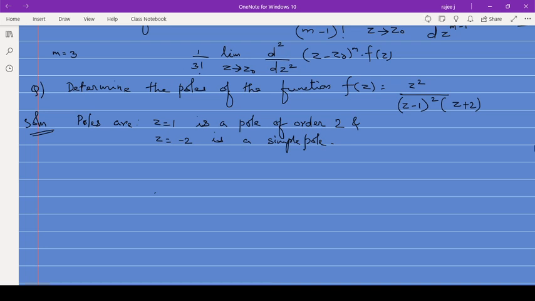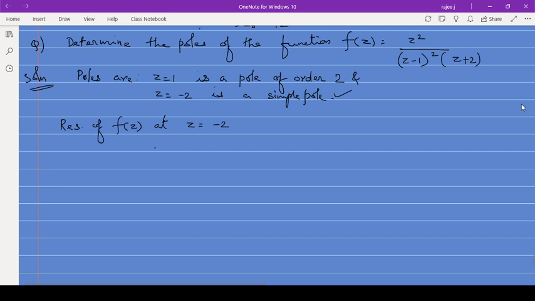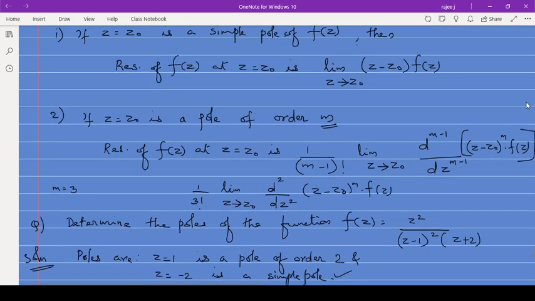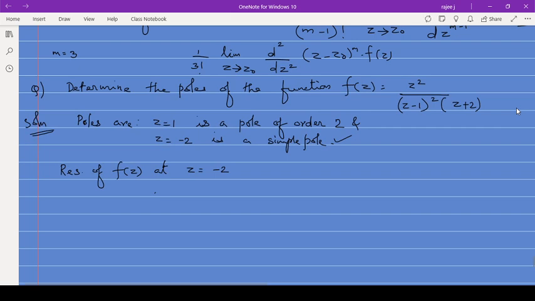Now to get the residue, first of all we'll get the residue of f of z at the simple pole, z equal to minus 2. There is no rule like that, you can find either of them as you like. So residue of f of z at z equal to minus 2, in that case the formula is this one. This is the formula. Okay. So residue of f of z at z equal to minus 2 is given by limit.